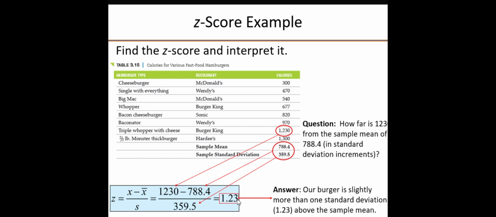And we see that, well, this number is actually less than 3. So we conclude that, well, Burger King's burgers are not that overly different when it comes to the calorie intake we gain when we eat them. It's just they are at highest levels, of course.